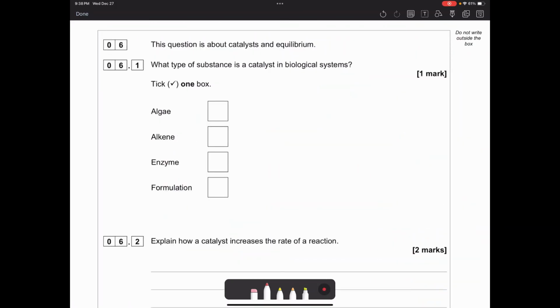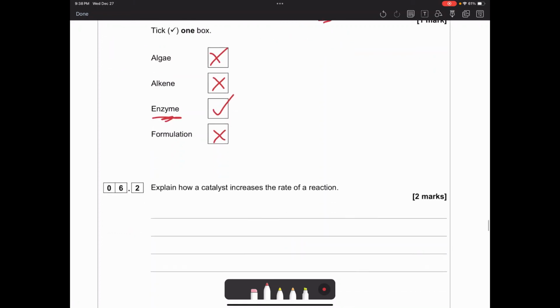Question 6 then. This question is about catalysts and equilibrium. Which type of substance is a catalyst in biological systems? So, when have you learnt about a catalyst in biology? Well, algae is a plant, so that's not it, or water plant. Alkenes are chemical. Formulations are just mixtures. Enzyme should be the word that you would have heard in biology, which is a catalyst.